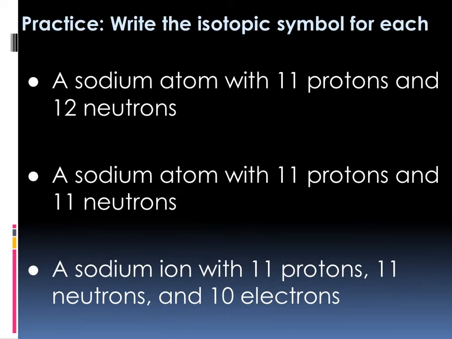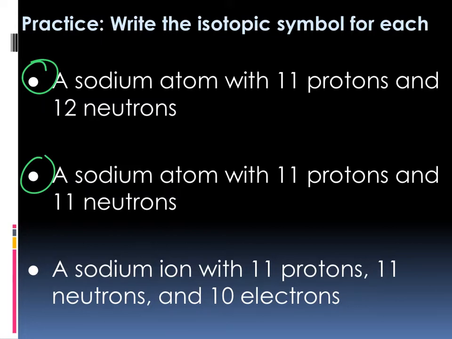What I'd like for you to do right now is go ahead and pause this video and practice these three. So you have a sodium atom with 11 protons and 12 neutrons, sodium with 11 and 11, and a sodium with 11, 11, and 10. This last one is going to be kind of our segue into the next lesson. So what I would identify for you and what would be best is to try to run these first two. So go ahead, pause it, and as soon as you unpause, I will be going through the answers.